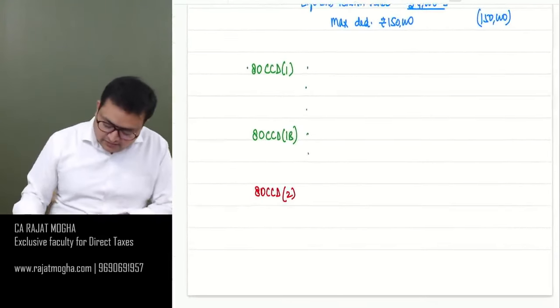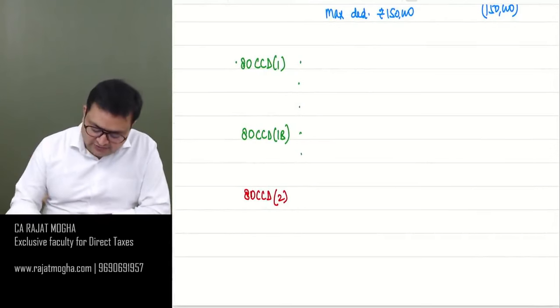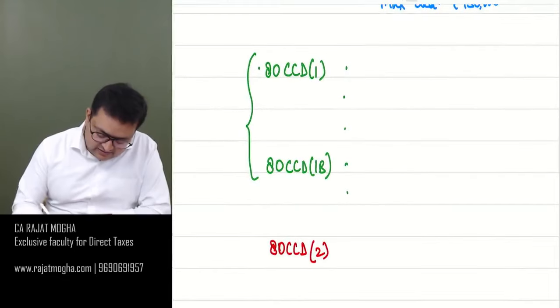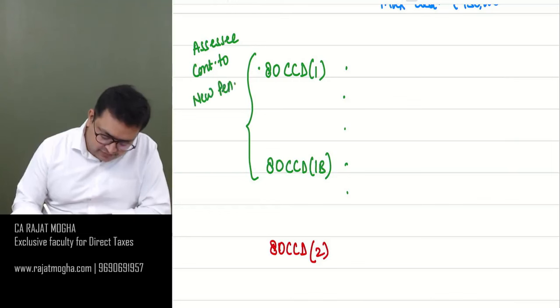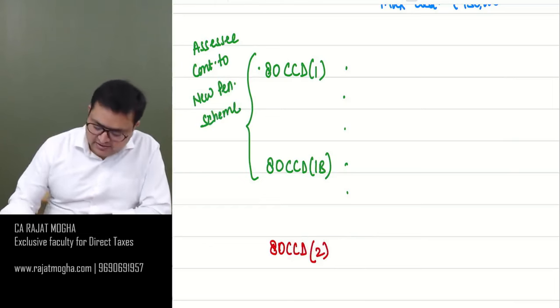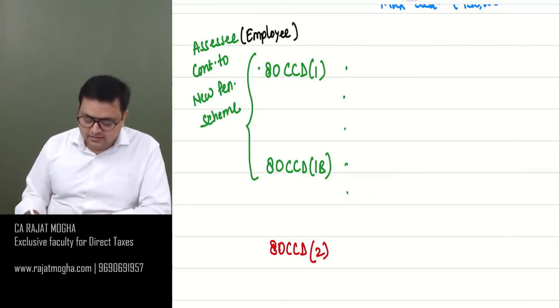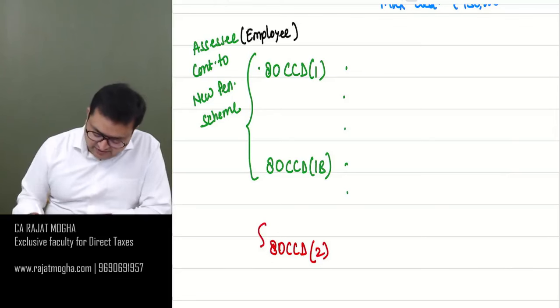Now, 80CCD1 and 1B, the both which I have denoted in green, please write it. These are the assessee's contribution. Assessee contribution to new pension scheme. By assessee, I also mean employee contribution. This is employee contribution, whereas this one is employer contribution.